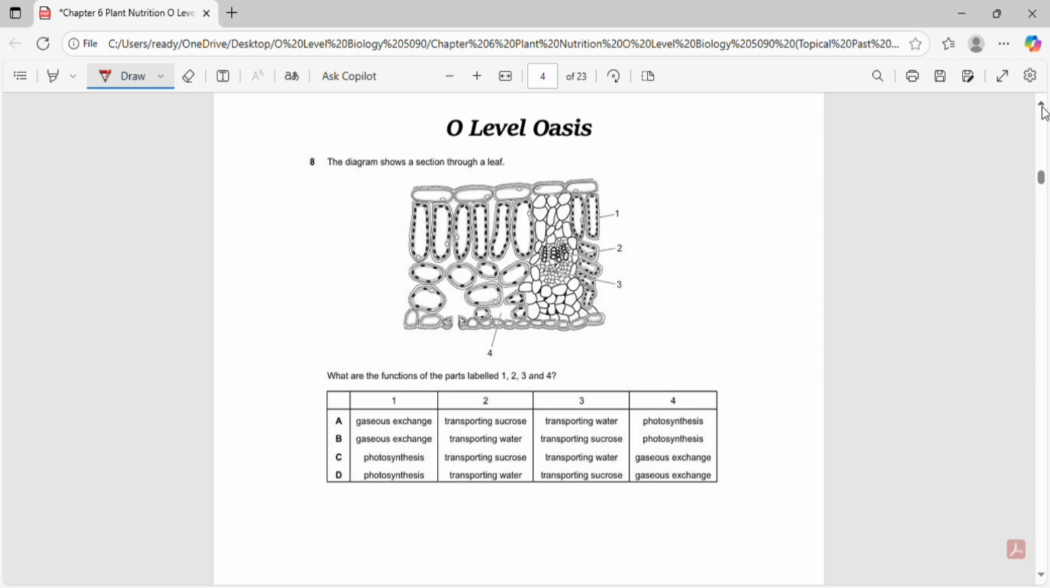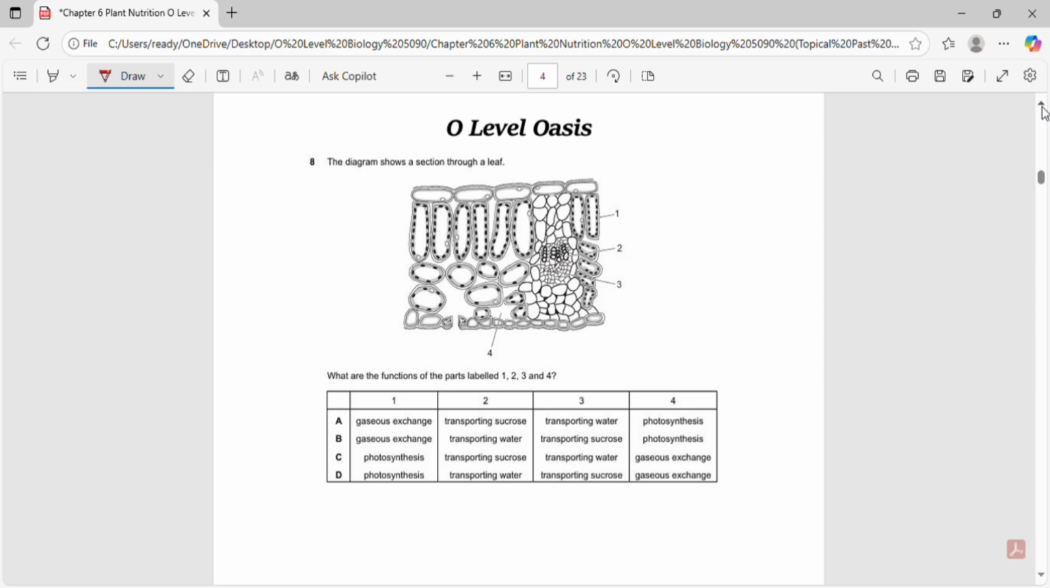Then we have label 3, which also points to part of the vein, this time to the phloem vessels. The phloem is responsible for transporting sucrose, which is the sugar produced during photosynthesis. It moves this sugar from the leaves to other parts of the plant where it can be used or stored. Finally, label 4 points to one of the stomata. These are the small openings usually found on the underside of the leaf, surrounded by guard cells. The main role of the stomata is gaseous exchange. Through these openings, carbon dioxide enters the leaf, and both oxygen and water vapor exit.